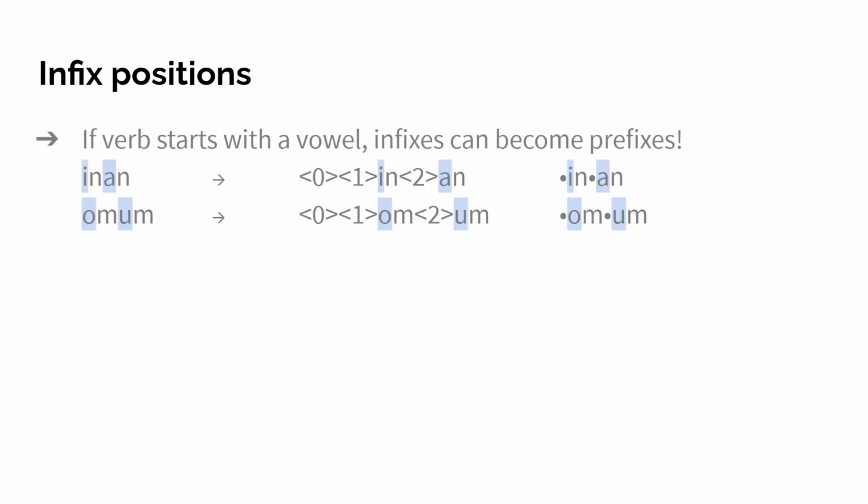If a verb starts with a vowel, then infixes can actually still go before them. So then they are more like prefixes. They don't go inside the word but before the verb. But yeah, we just follow the normal rules. So for example, inan, we follow just a rule. 2 goes in front of the last vowel, A. And then 0 and 1 go in front of the second last vowel, which is the E. The E happens to be the first letter in this word. We don't care. We put the infix in front of it, so the 0 and 1 actually are in front of the word. Same for the omum. So we get the 2 in front of the U and 0 and 1 in front of the O.